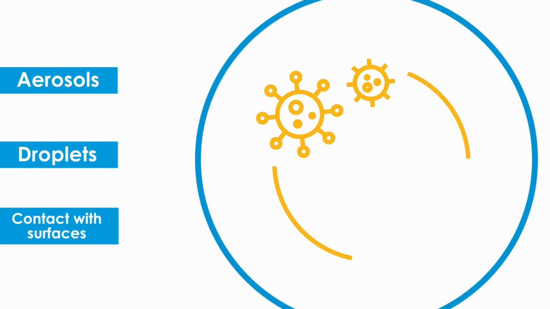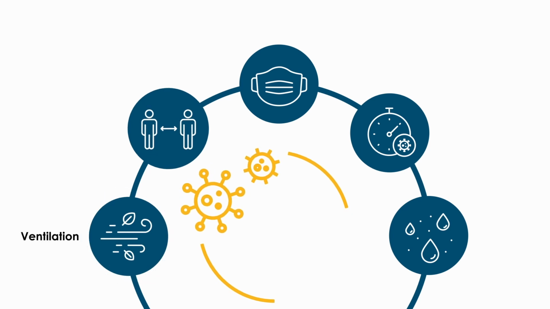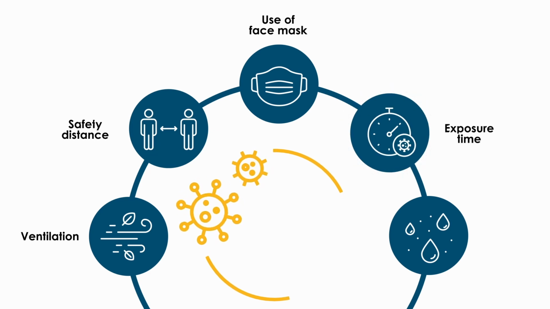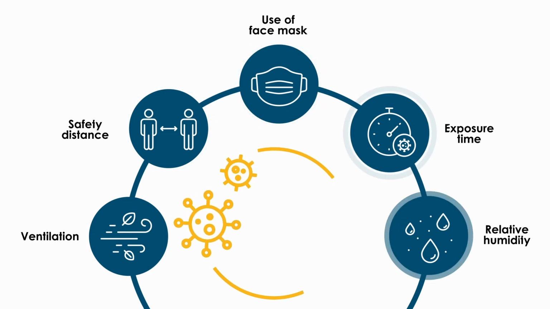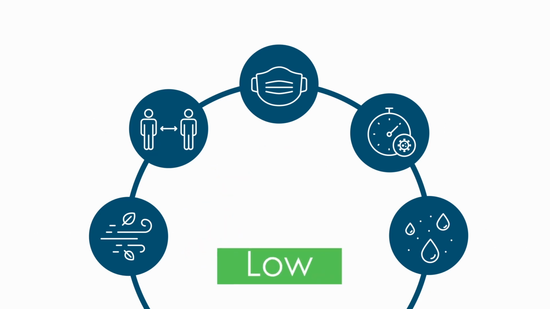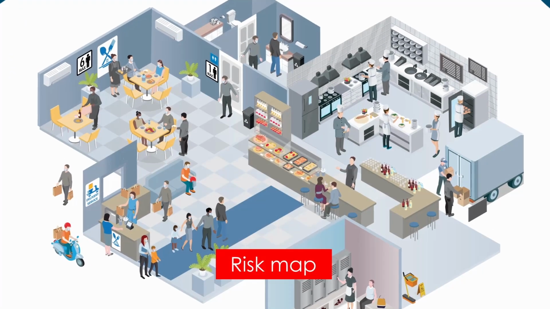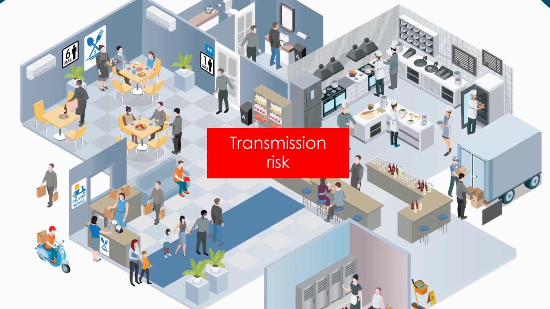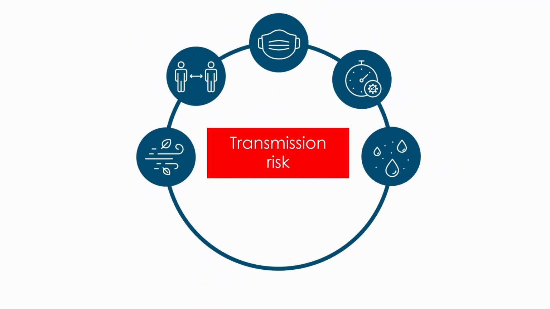The level of transmission risk depends on a combination of 5 factors: ventilation, safety distance, use of face mask, exposure time, and relative humidity. The combination of these factors and whether or not they are managed correctly influences the transmission risk level, which can be low, medium, or high. In the next few minutes, we will show you the risk map of a restaurant and examples of situations where there is a risk of COVID-19 transmission due to the poor management of the 5 factors mentioned.